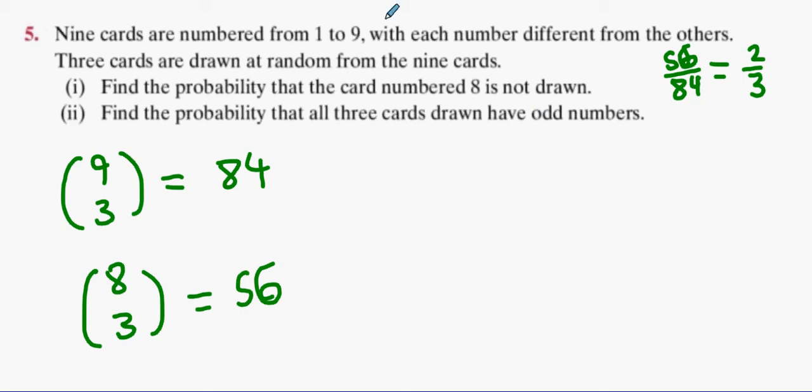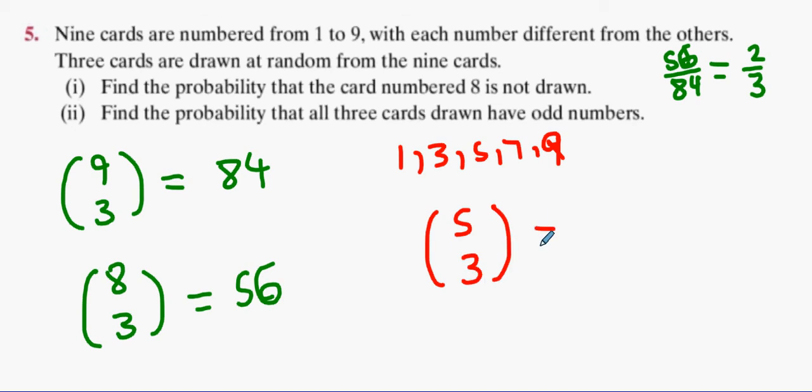Now, lads, find the probability that all 3 cards have odd numbers. Now that is difficult. Or is it? Alright guys, how many odd numbers do we have? So you're only allowed to choose odd cards. So what are the odd cards? 5 of them, choose 3. Okay. And that's 10. And then 10 over 84. Anybody? 5 over 42.